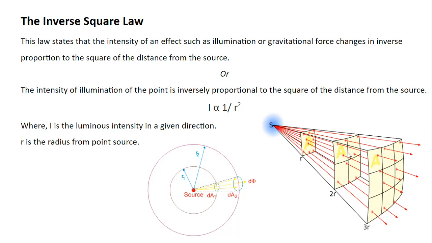So this is the inverse square law, and it is for all types of energy transfer. It could be for gravitational force or for light intensity. The basic concept is that if you go far away from the source, the intensity of that particular source is going to be decreased with the passage of distance, right? So this is all about the inverse square law.